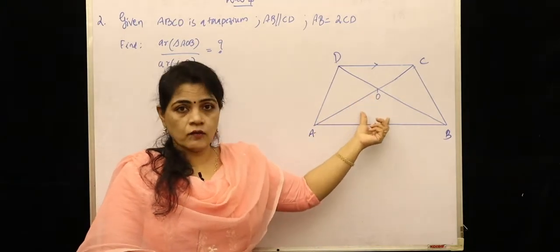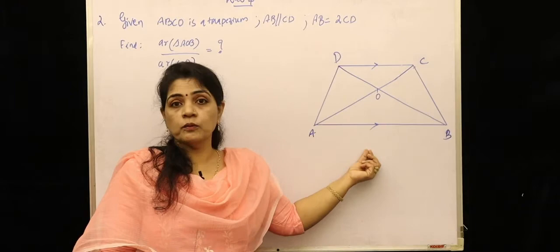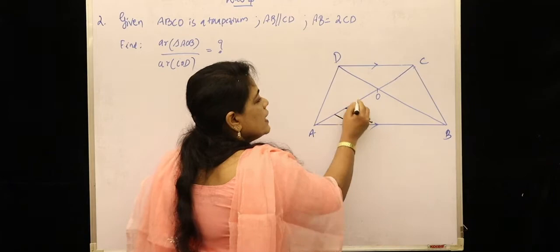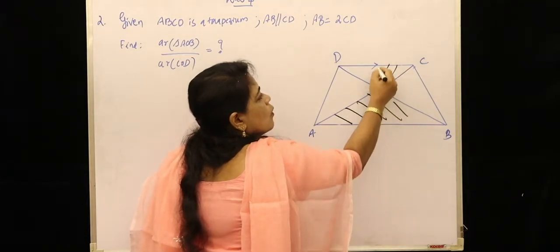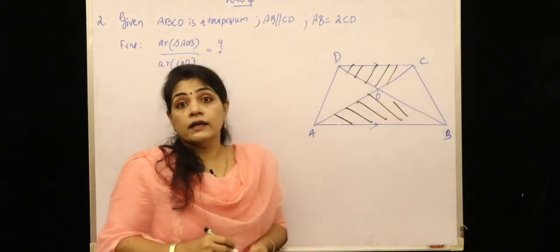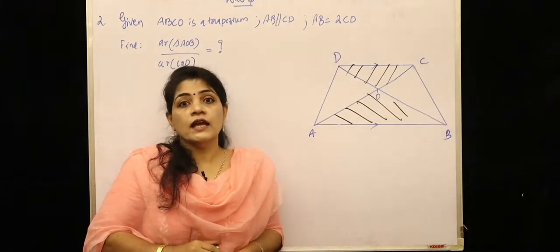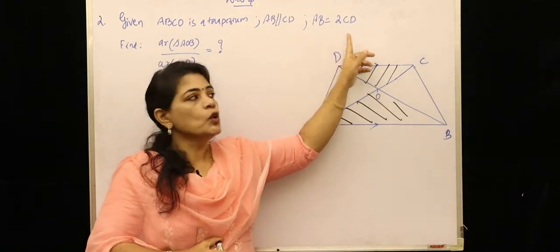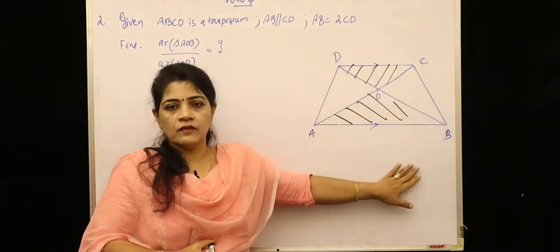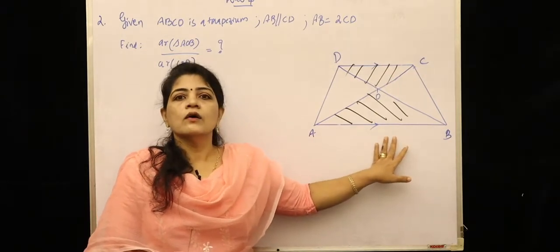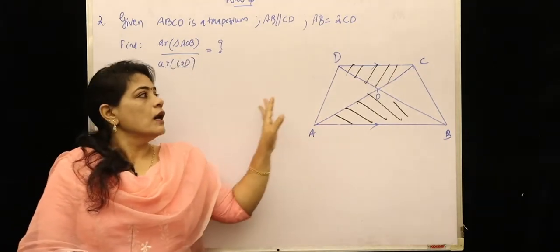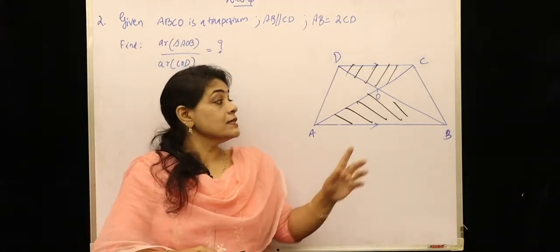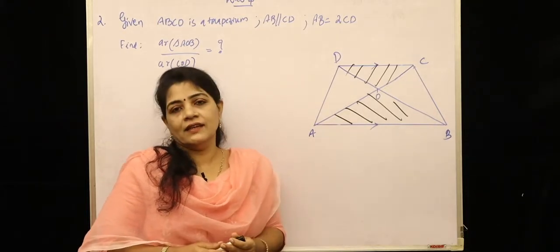You can see many triangles over here, but we need the area ratio between triangle AOB, this triangle AOB, and COD. These are the required triangles. We have to get the ratio of areas between these two triangles. We have one more clue given: AB equal to 2 times CD. We are going to apply this result in order to get the ratio of the areas of these two triangles.